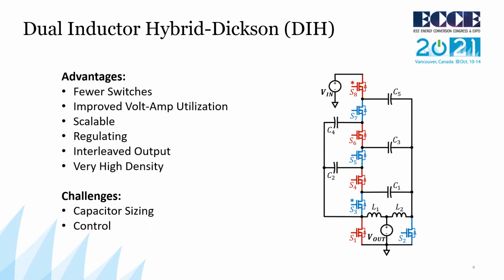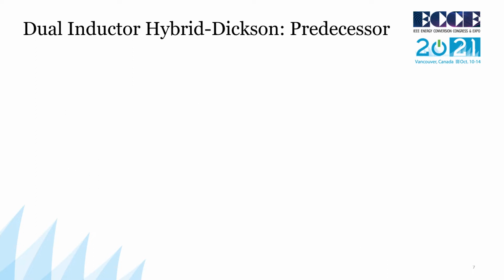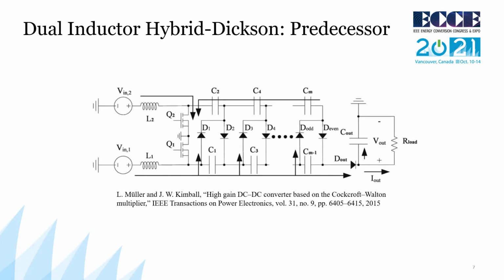In tracing the evolution towards this topology, we can go back to a paper published by Muller and Kimball in 2015, where we see an underlying switch structure that is essentially identical. However, this design was operated as a step-up variant using diodes, and so the authors did not need to concern themselves with the complexity of a fully synchronous solution. Additionally, rather than using a Dickson-type capacitor network, this design used a Cockcroft-Walton structure.